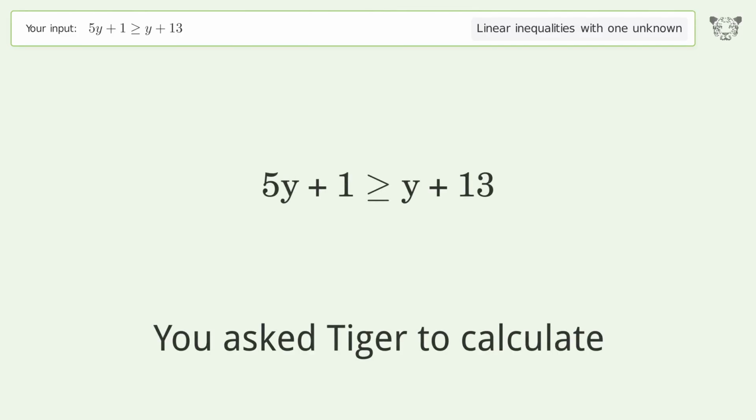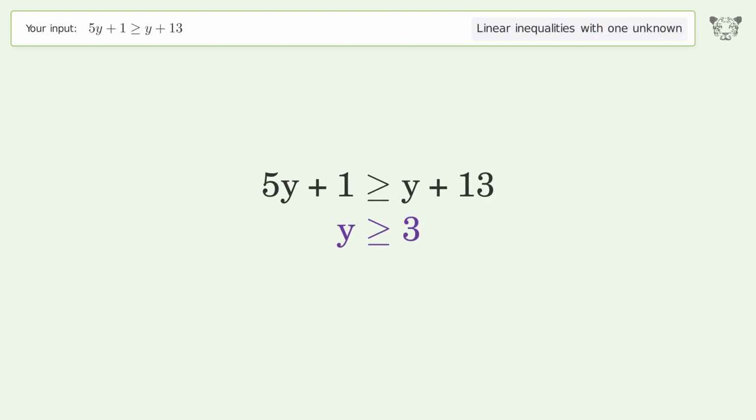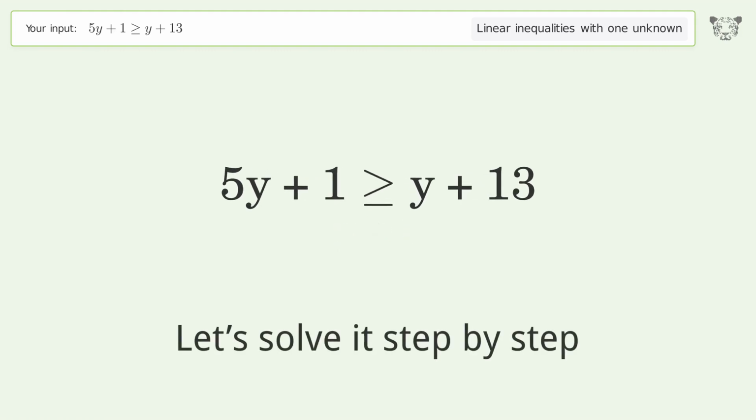You ask Tiger to calculate. This deals with linear inequalities with one unknown. The final result is y equal or greater than 3. Let's solve it step by step.